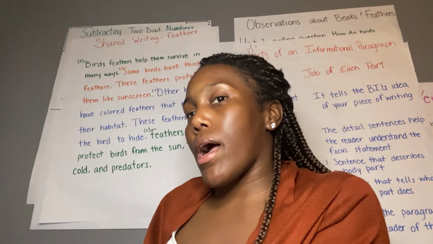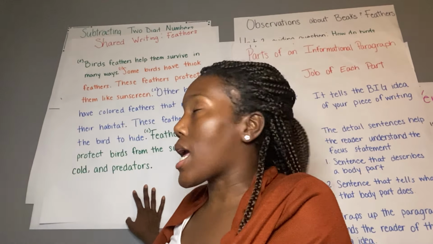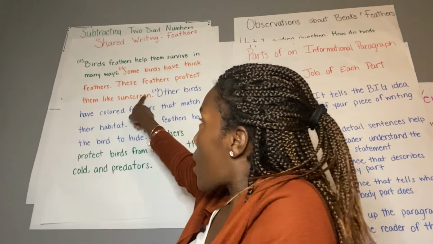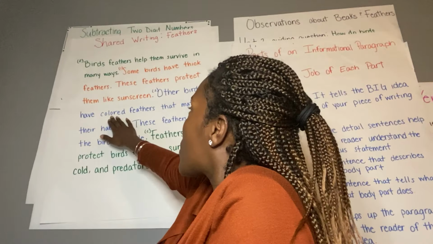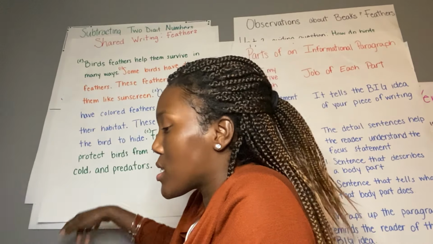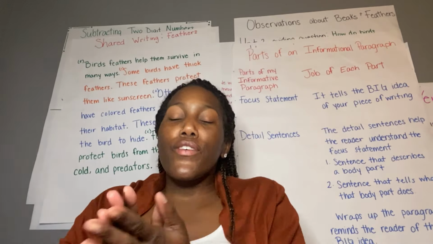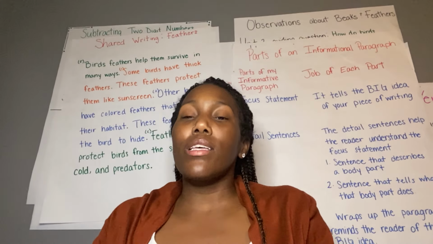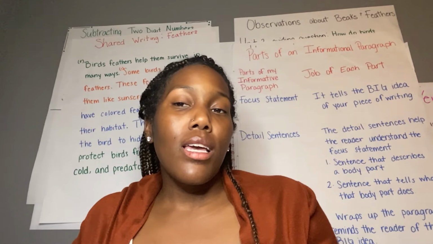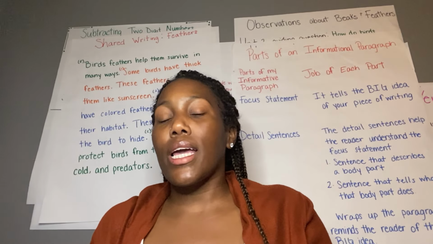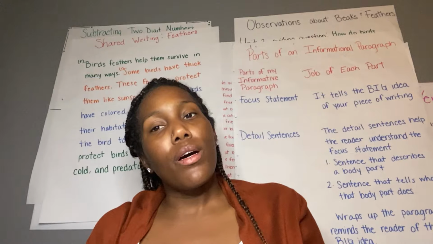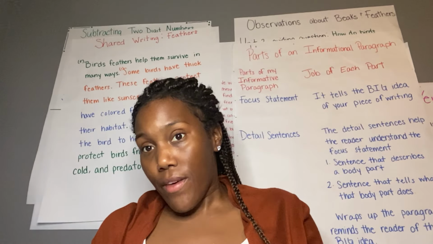Now, we're going to refer back to our shared writing that we did together. And we're going to take a look at where I've marked the number 2 here. And it starts by saying, other birds have colored feathers that match their habitat. So the first thing that you guys are going to need to do is pick a new bird. Yesterday you picked one bird. Today you're going to pick a new bird. Your second detail has to be about a different bird and its different feathers.